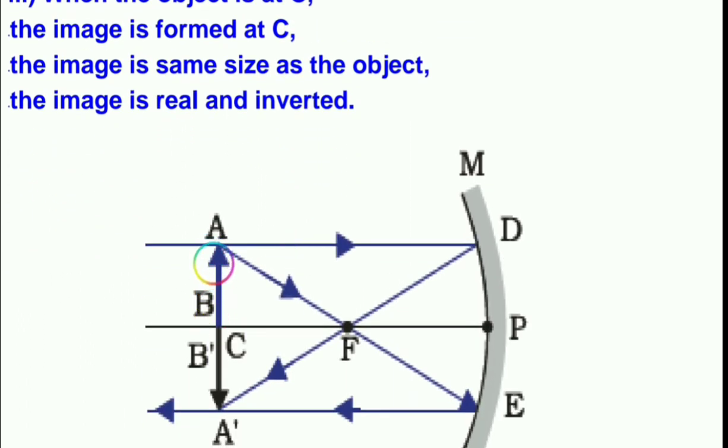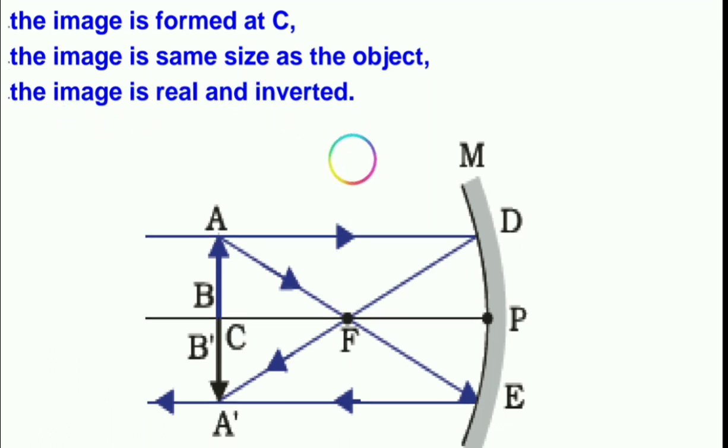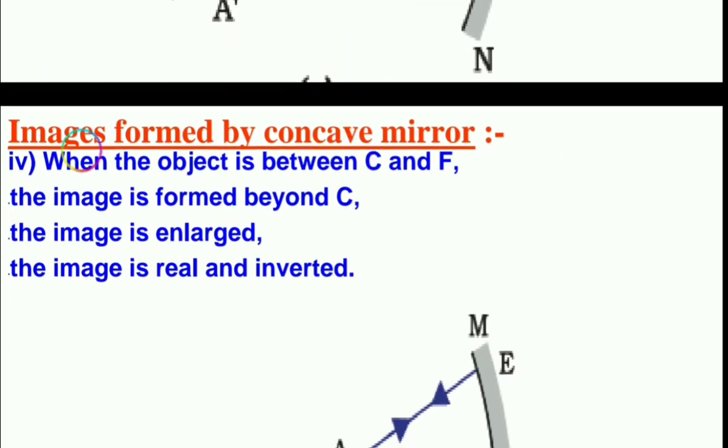When the object is at center of curvature, first the ray parallel to the principal axis, after reflection passes through the focus. In the same way, a ray passing through the focus becomes parallel to the principal axis. Now see, here is the image formed. The length of the image formed is always equal to the object. So the properties are: the image is formed at C, the image is of the same size, the image is real and inverted.